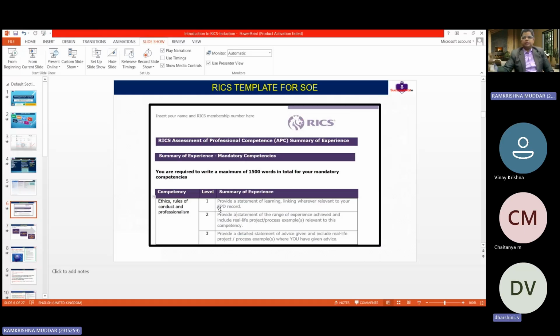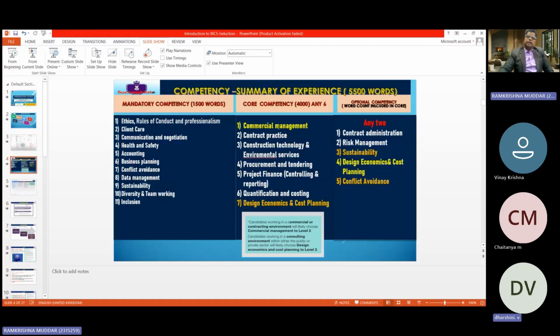There is also contract practice, there is procurement, there is tendering. If you go through this slide, there are many things. So if, as you said, legal, it will be coming under contract practice. When we are writing the SOE, we both will sit together. We will write in such a way that it suits the RICS requirement. Clear? Got it.